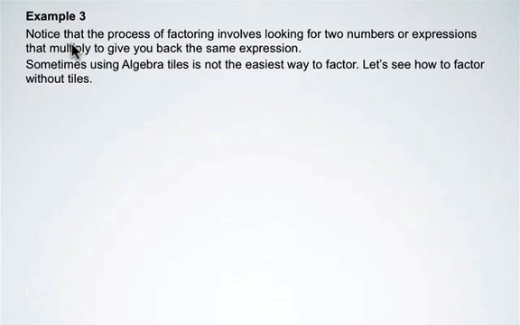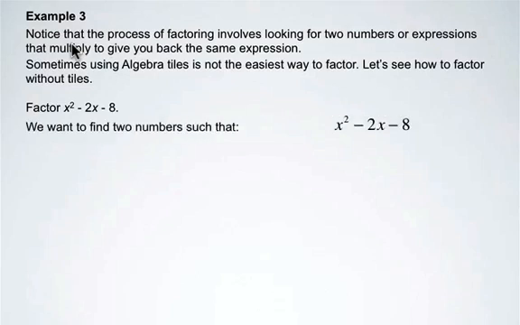Sometimes using algebra tiles is not the easiest way to factor. Let's see how to factor without tiles. So, we'll factor x squared minus 2x minus 8. We want to find two numbers such that the two numbers add together to give us the middle term. And when you multiply them together, they should give us the third term.